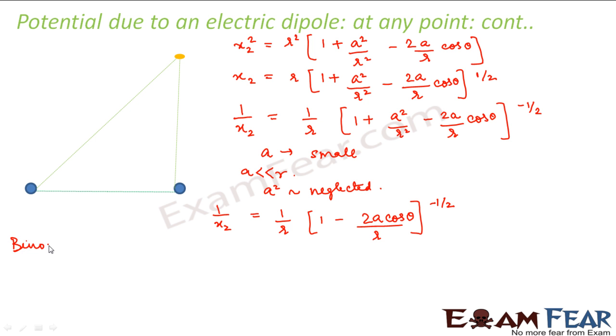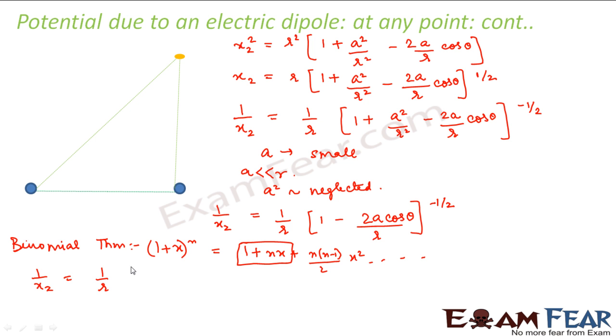Now, you apply the binomial theorem. You have studied about the binomial theorem in your mathematics. According to the binomial theorem, 1 plus x to the power n can be written as 1 plus nx plus n into n minus 1 by 2 x square and so on. We just consider the first two terms of the binomial theorem. We don't consider the square terms. So, this is also of the form 1 plus x to the power n.